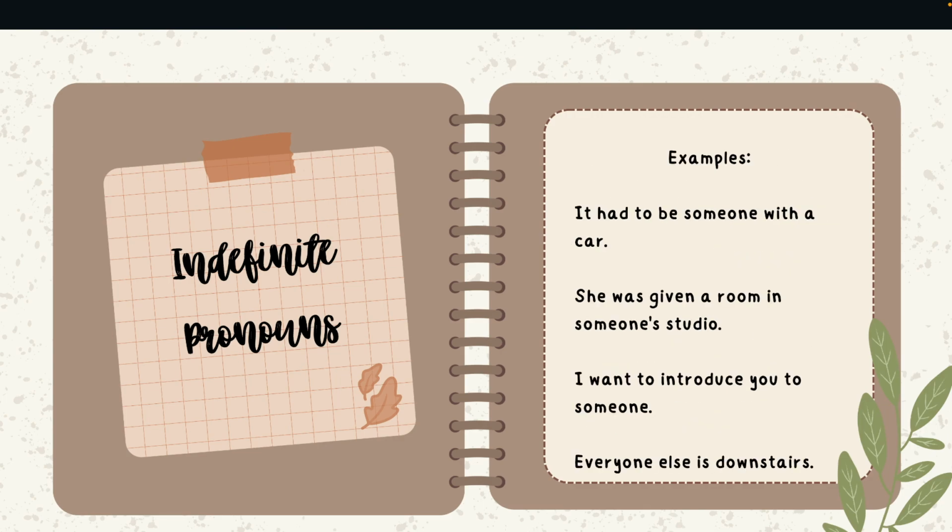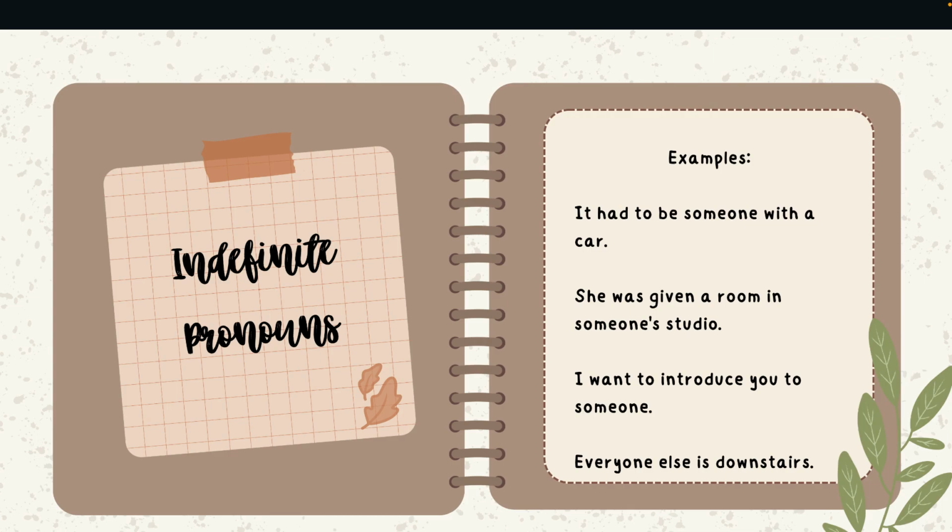So, examples: it had to be someone with a car. She was given a room in someone's studio. I want to introduce you to someone, and everyone else is downstairs.